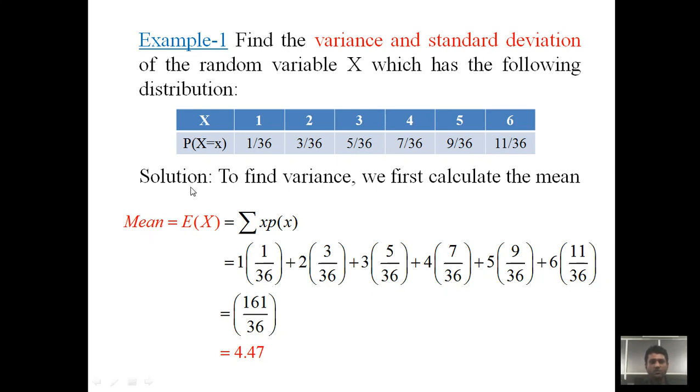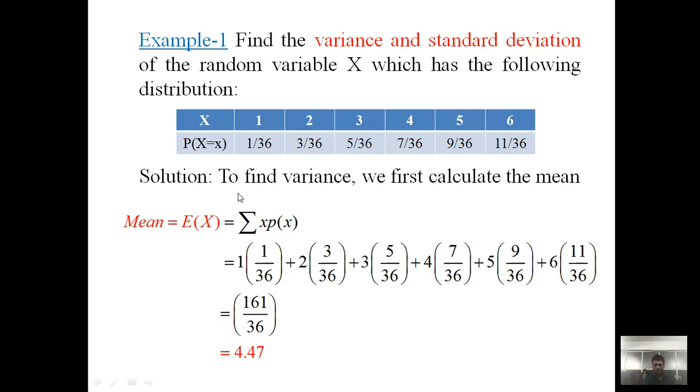So let's start the solution. To find the variance, we first of all calculate the mean. First we write down the definition of mean, average, expectation. E of X is nothing but the summation of x into P of x. Remember, this is just the definition of expectation, that is mean. Now X is a discrete random variable because it takes finite values, only 6 values, x1, x2, x3 up to x6. So we expand this summation.